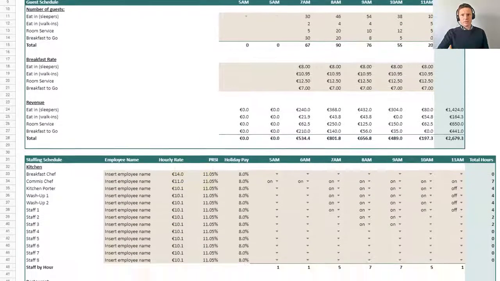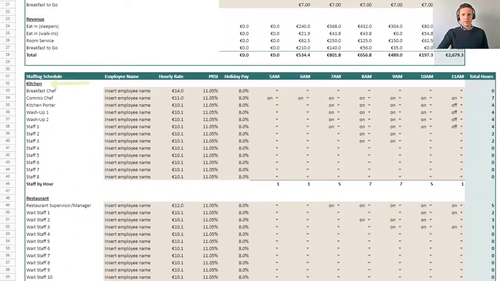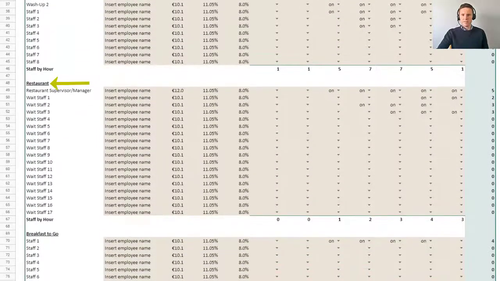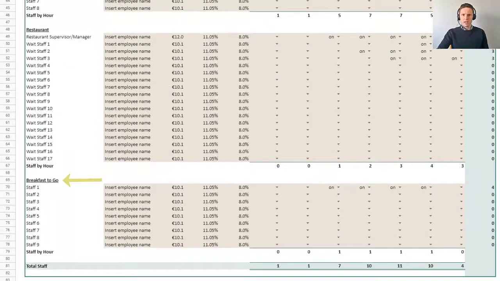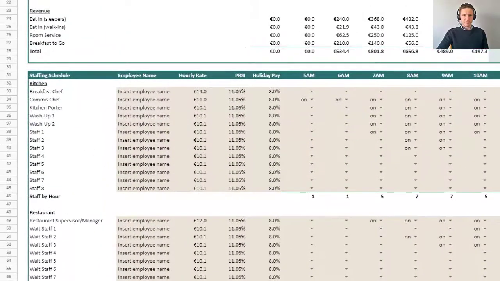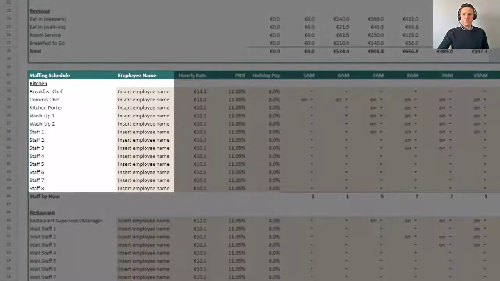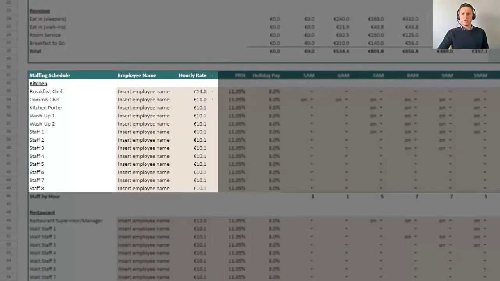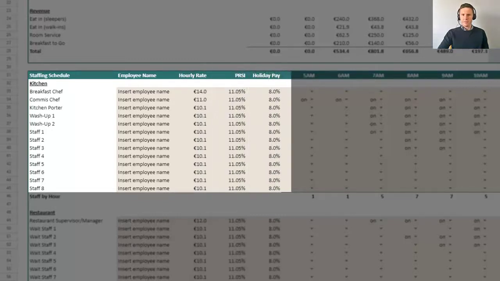Within the staffing schedule, there are three areas of service: kitchen staff, wait staff, and breakfast to go staff. There is a full list provided of all staff positions that may be involved in each area. It is only necessary to fill in the template for the positions held within your business. For each staff member, you'll need to input their name here, their basic hourly rate of pay here, their applicable PRSI rate here, and their holiday pay entitlement here.